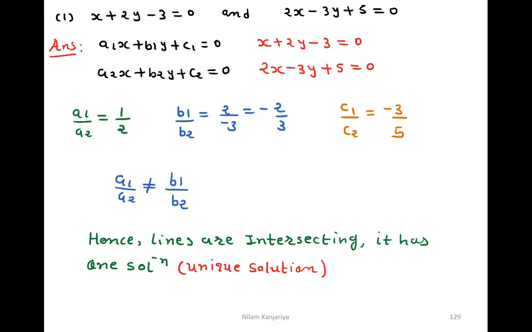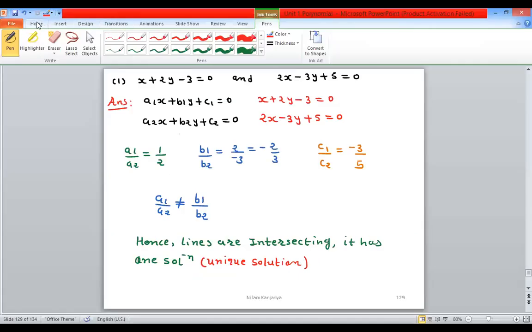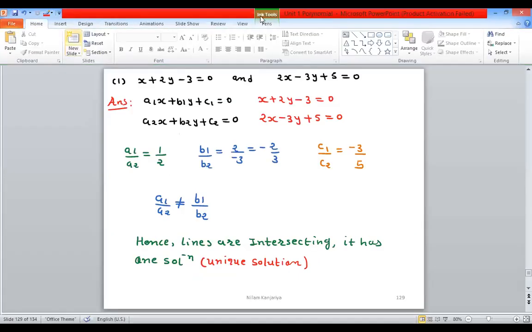I'm taking another example, and now you tell me which condition is satisfied. First of all, find all three ratios, then you can compare. So let's check another example and tell me which is true for the given lines.